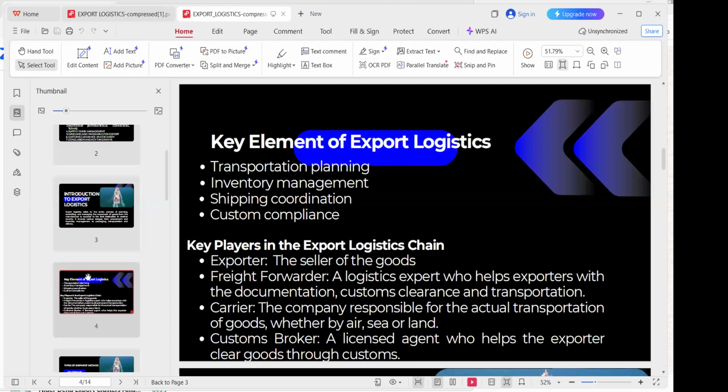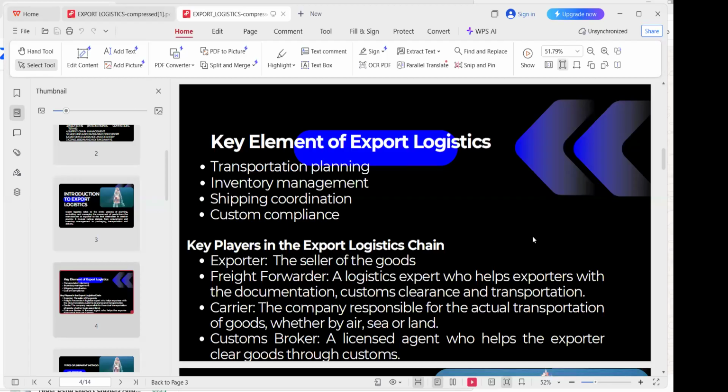Number two, we have inventory management, which is the process of tracking and controlling the flow of goods through the supply chain, like maintaining the right amount of inventory to meet customers' demand while minimizing storage costs. We have shipping coordination, and we have customs compliance. When shipping goods internationally, customs compliance is a crucial element of logistics. It involves clearing goods through customs and complying with all relevant regulations and laws.